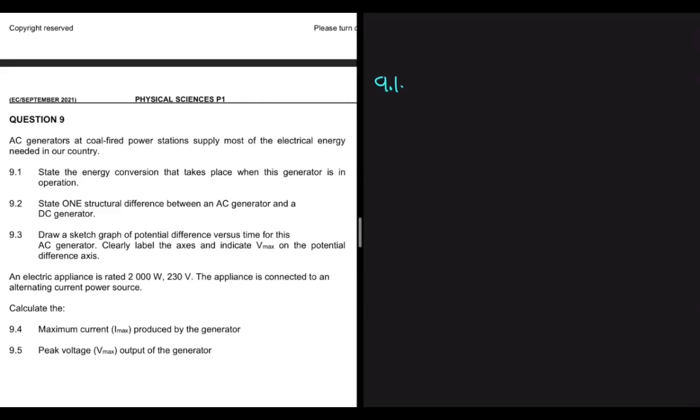So we know fully well that we have AC generators and DC generators, right? So the way I'm going to answer this question, I'm going to answer the question for an AC generator and then also answer the question for a DC generator. For an AC generator, the energy conversion is mechanical energy to electrical energy, and the same is true for a DC generator, right? All generators convert mechanical energy to electrical energy. Then all motors convert electrical energy to mechanical energy, right?